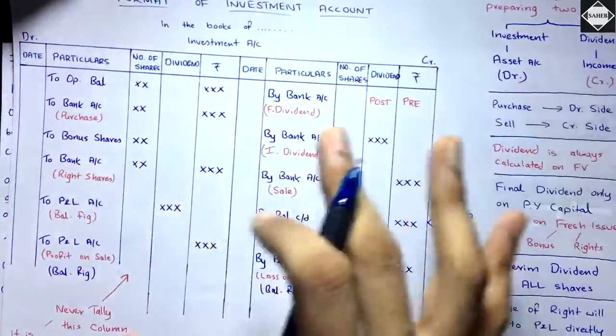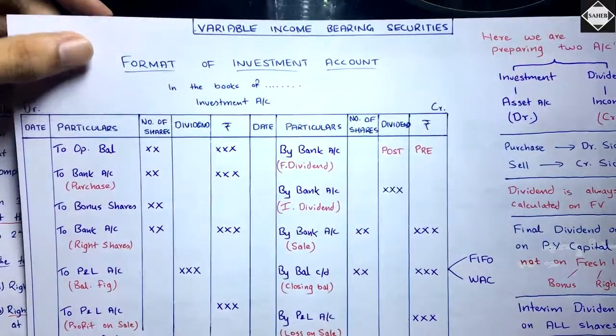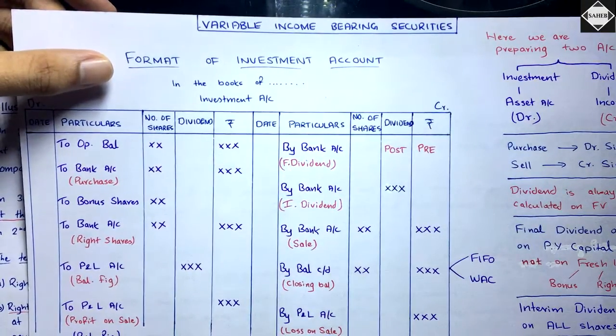And then we also discussed the format of the investment account in case of variable income bearing security, with all these notes. So please make sure you have watched this video because it is a very important video, the fourth video of variable income bearing securities. Right, now let's get back to the question.